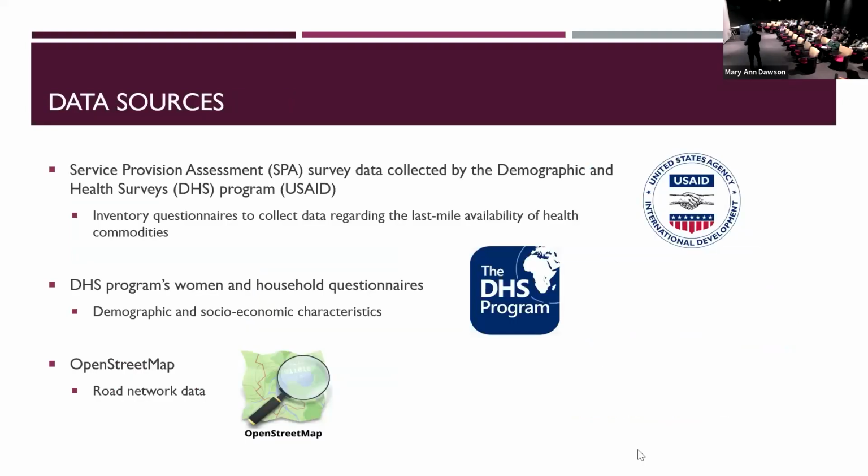Okay, so what is the data that we use? We have three different data sources. The first is what is known as the Service Provision Assessment Survey that is collected by the DHS program at USAID. This is publicly available data. If you go to USAID's website and search for the DHS program, you will find this survey data. It's known as SPA, or Service Provision Assessment Survey.